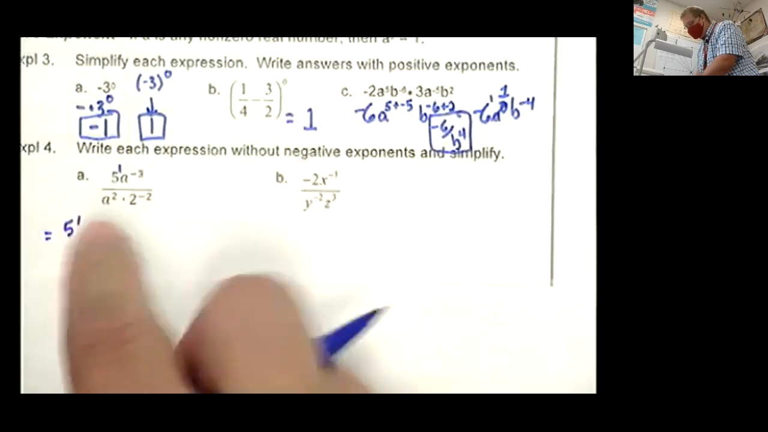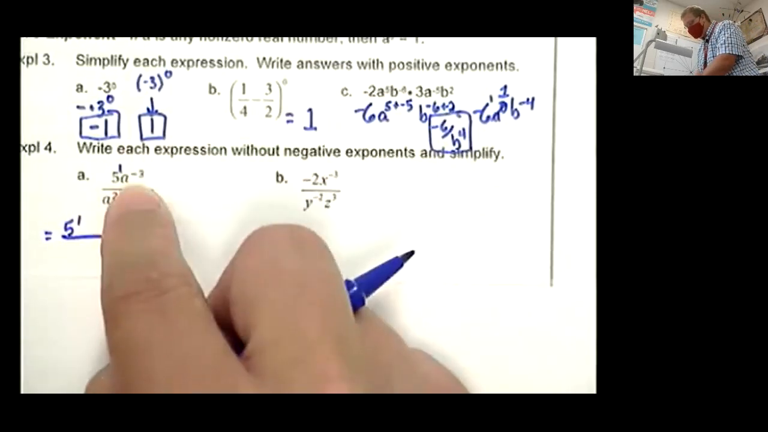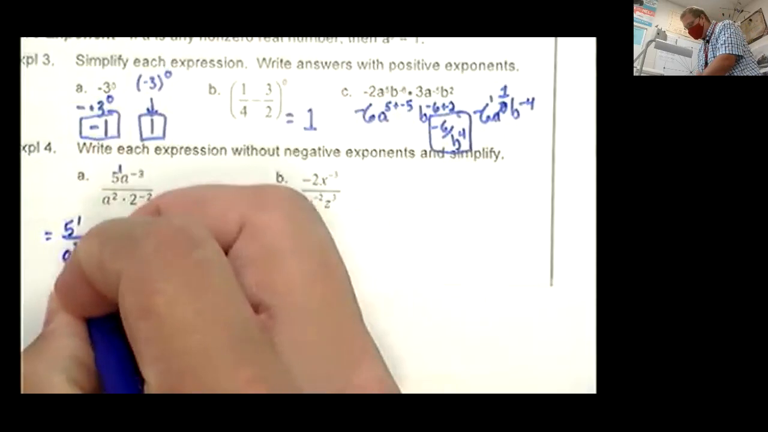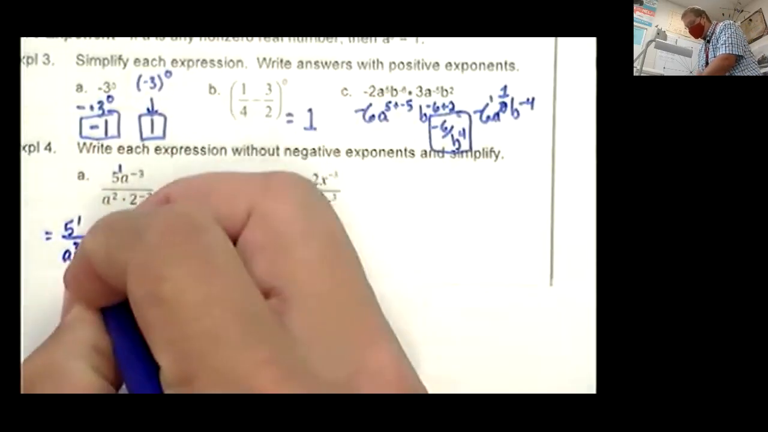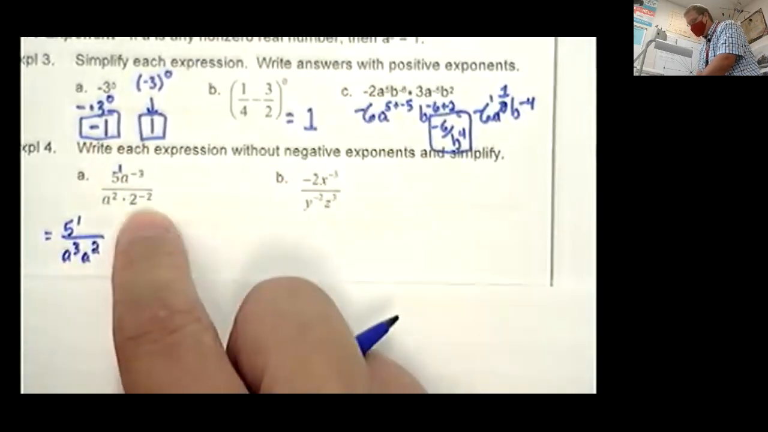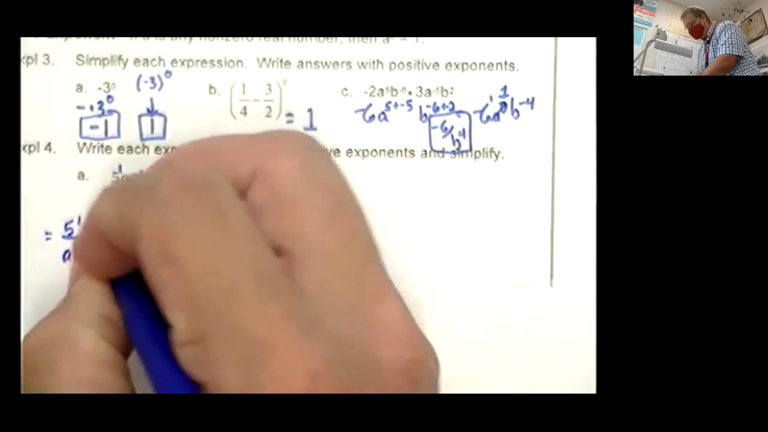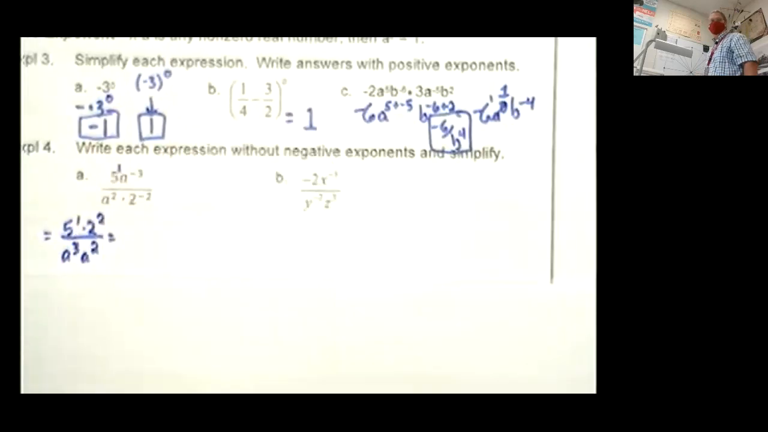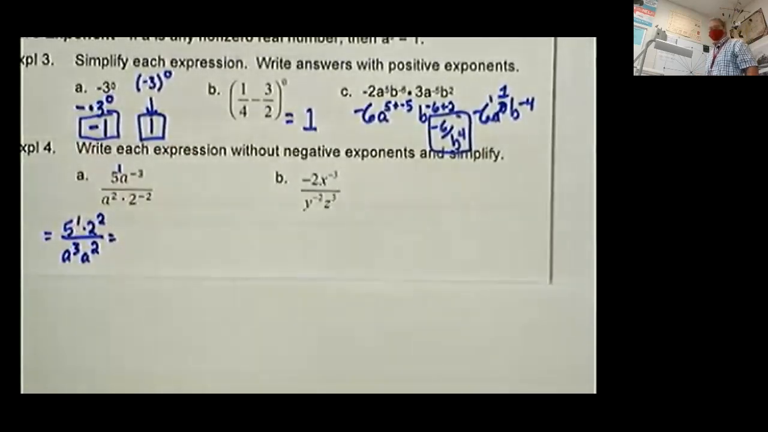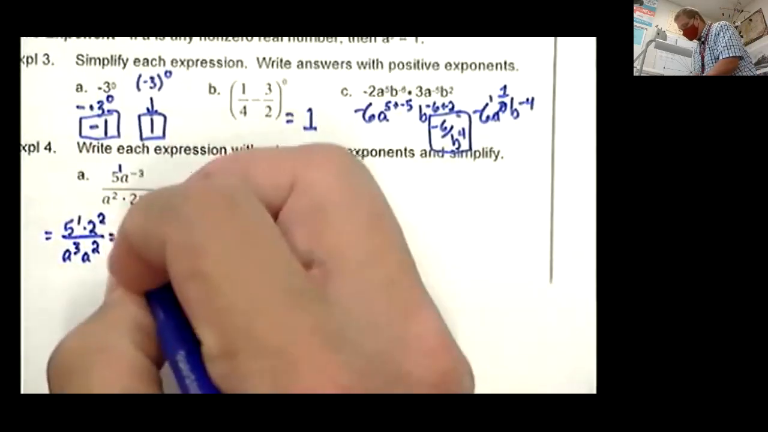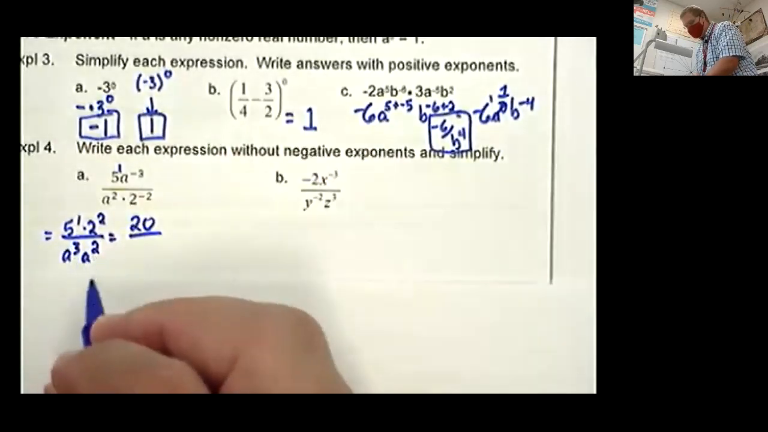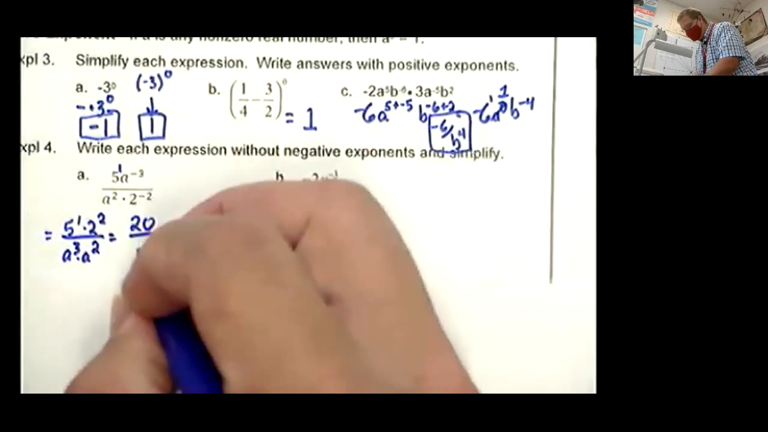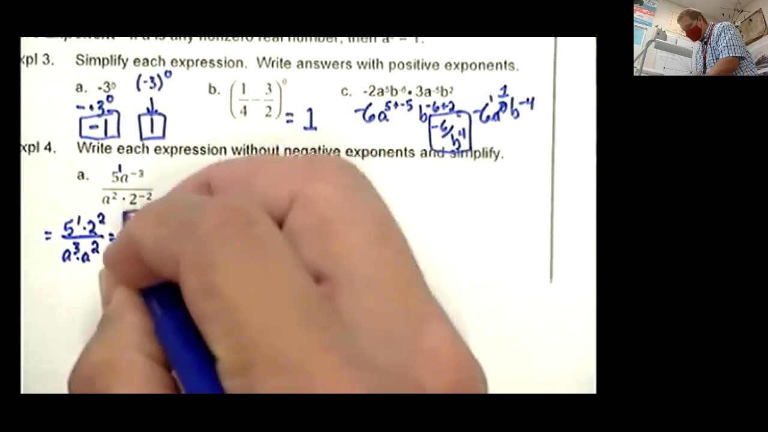So 5 to the first stays in the numerator. A cubed flips to the denominator because it had a negative exponent. A squared has a positive exponent. It stays in the denominator. 2 to the second goes to the numerator. And then we can simplify from there. 2 squared is 4. 4 times 5 is 20. A cubed, a squared, we're going to add the exponents. So if we're multiplying the bases, we're adding the exponents, is a to the 5th.